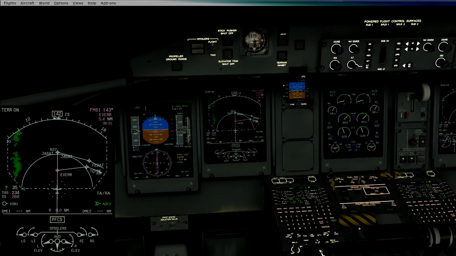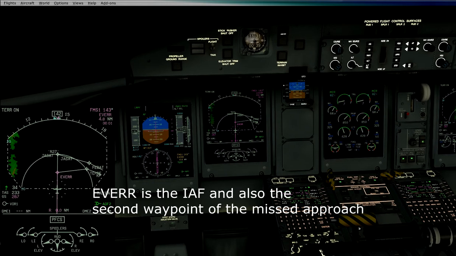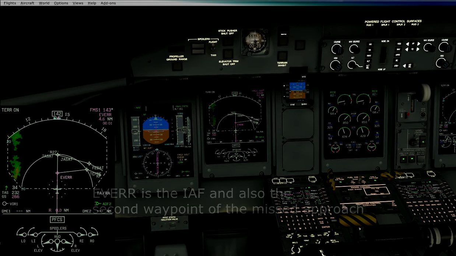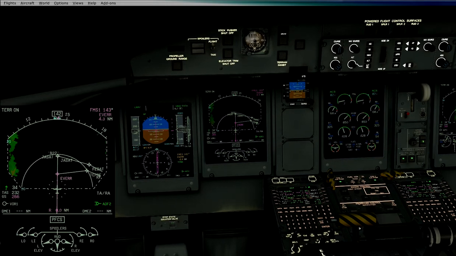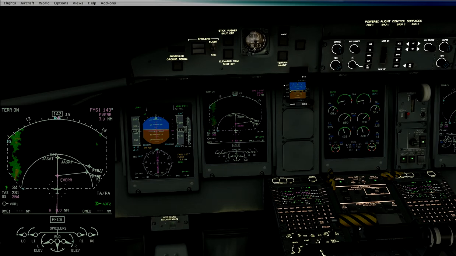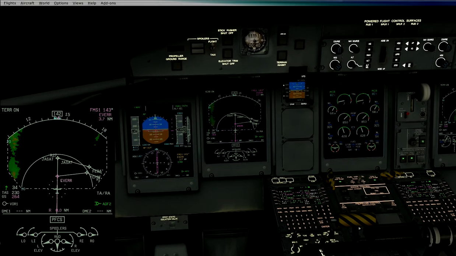Now the approach looks a little weird here because the missed approach actually uses the same waypoints coming back out. So you can see it looks like there's a turn coming up early, but that's actually the missed approach coming back over. Maybe I should have deleted that out for visual clarity, but whatever. And so now you'll see what happens when you come at it from the other way.